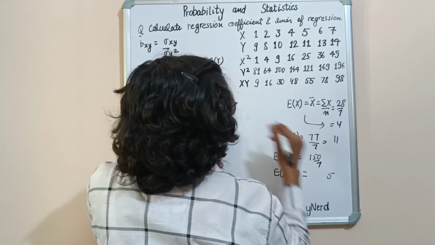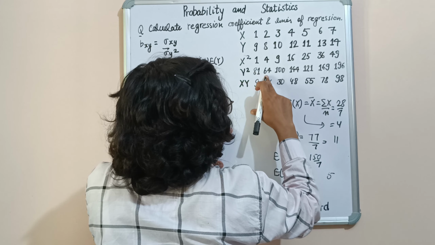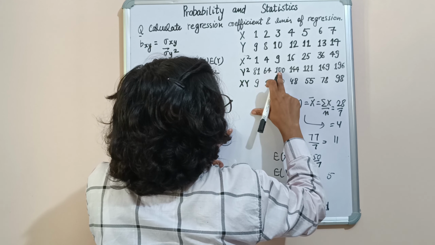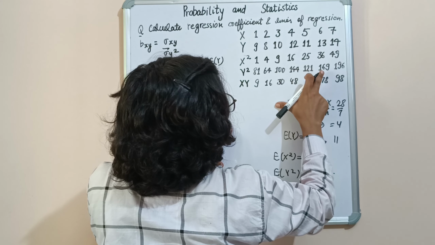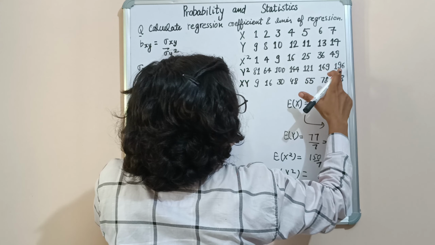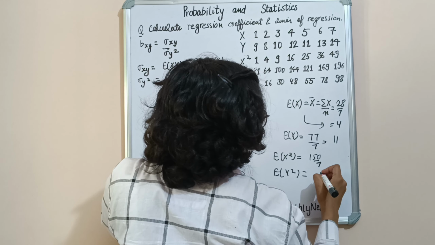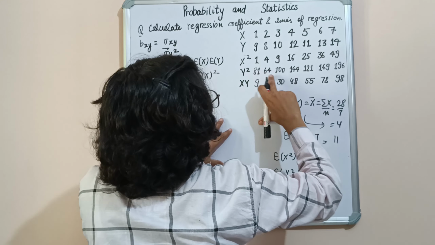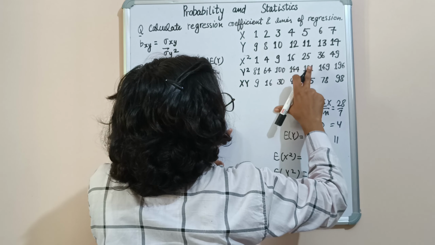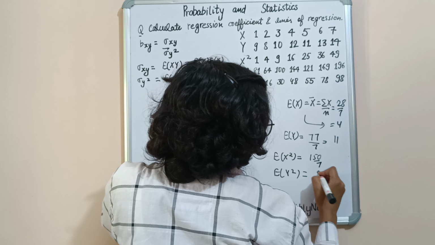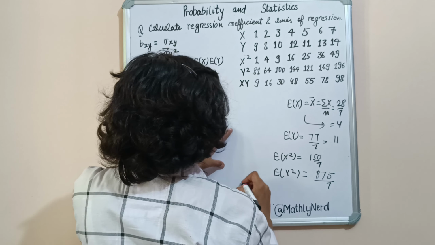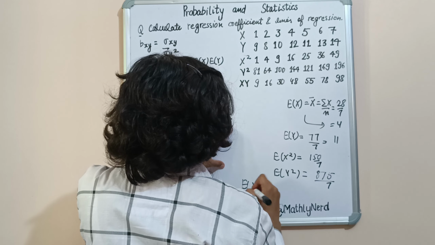5, carry 2, 10, 16, 16, 20, 22, 28, 28 and 9, 37. 3 carry 4, 5, 6, 7, 8. 875 by 7. That is E of xy.